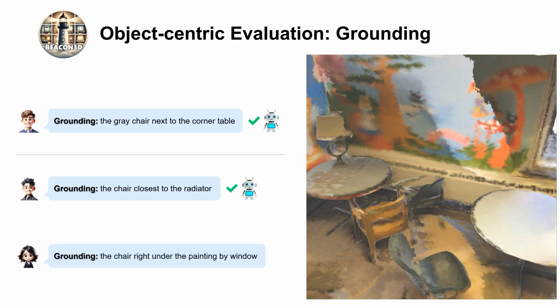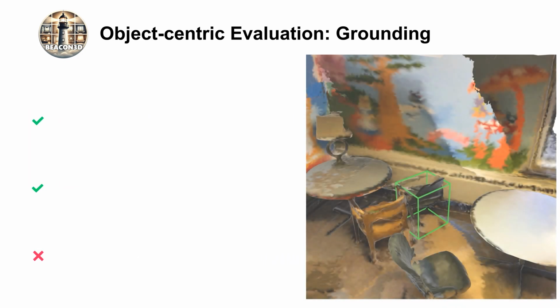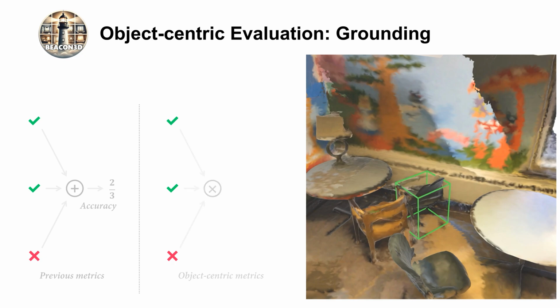The texts involve various knowledge types such as appearance, geometry, and spatial relations. Here, the model passes the first two tests but fails the third test. Next will be the metrics. While previous per-case metrics simply average the accuracy of all predictions, our object-centric metrics consider per-object accuracy. The model succeeds only if it passes all three tests.